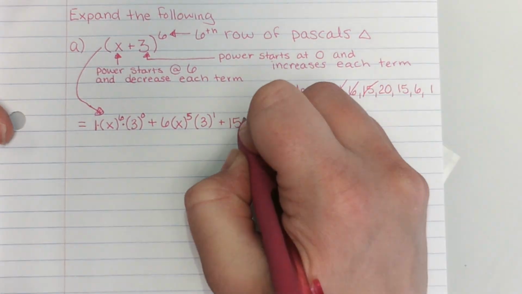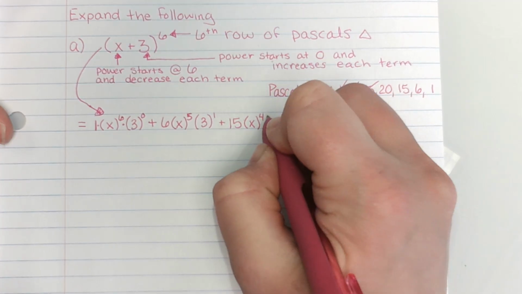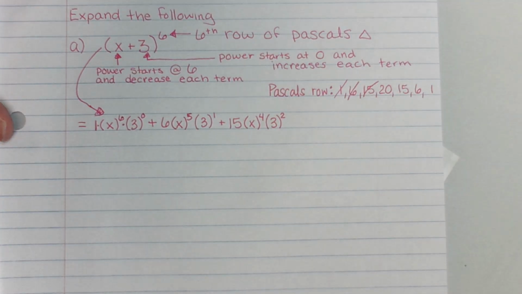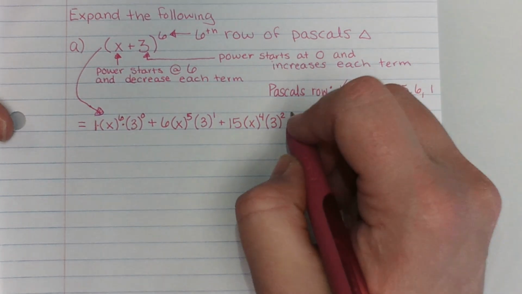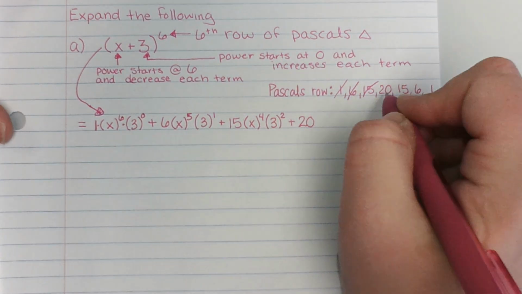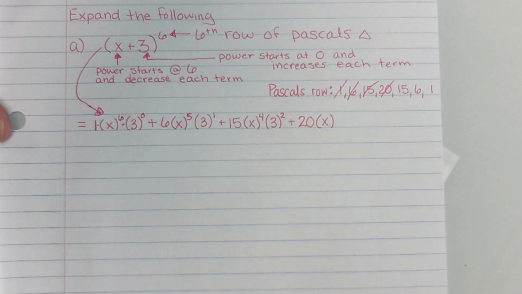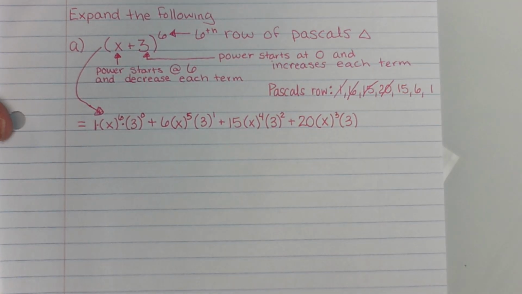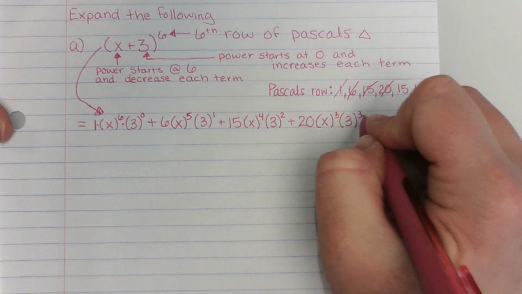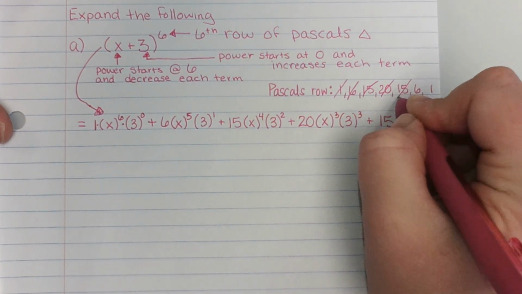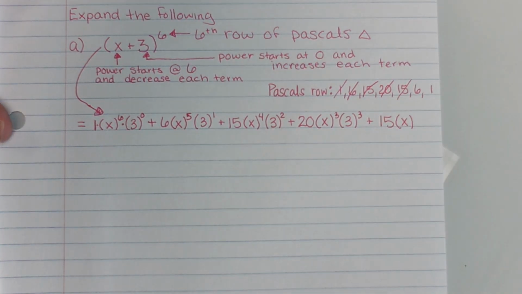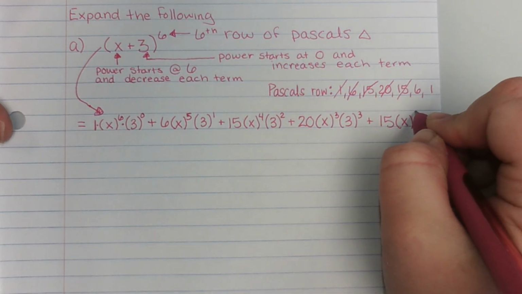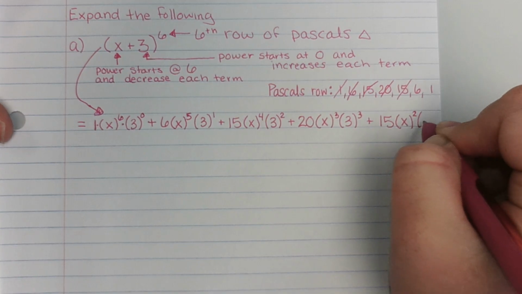15. x is now to the power of 4, and 3 is to the power of 2. Pascal's number is now 20. x is to what power? 3. 3 is to the power of? Also 3. 15. x is now to the power of 2, and 3 is to the power of?